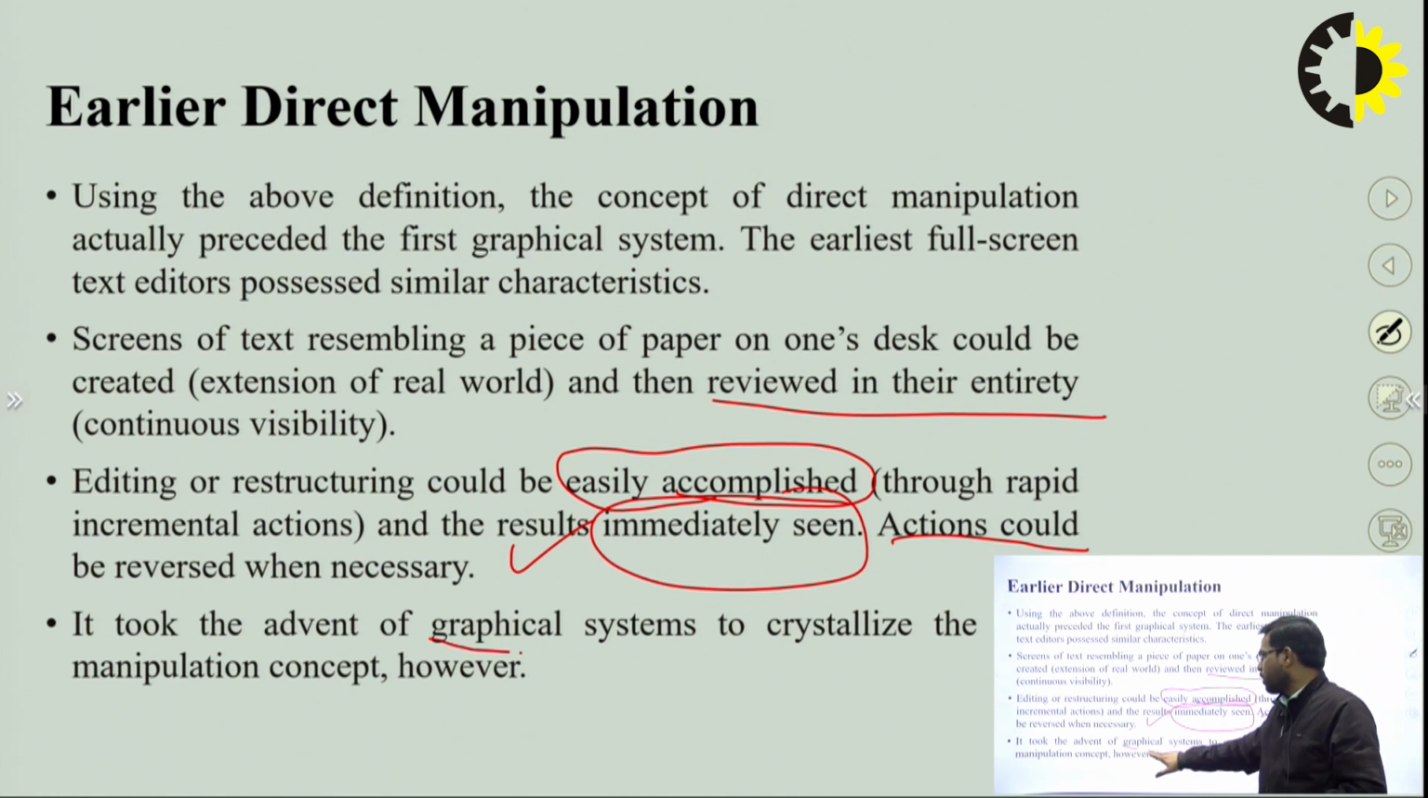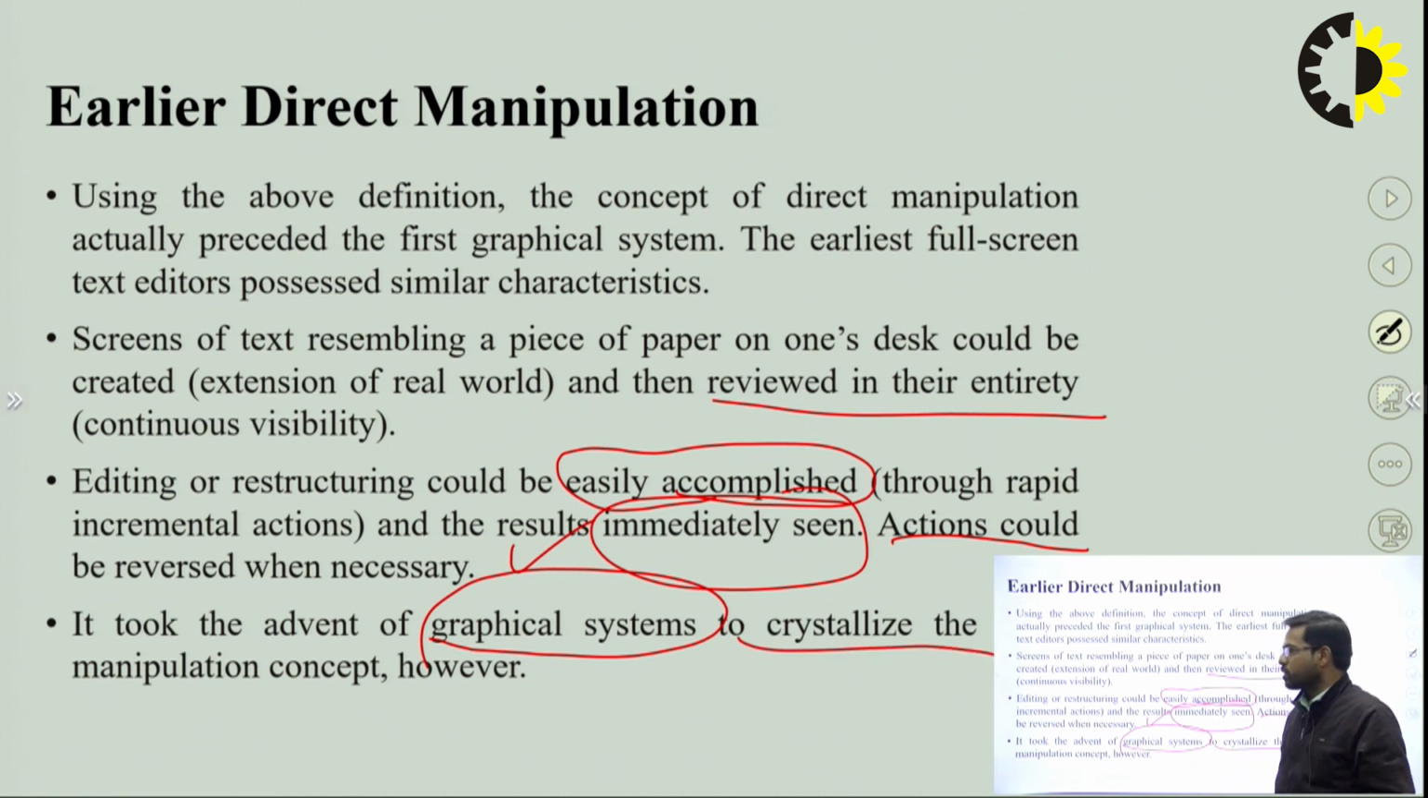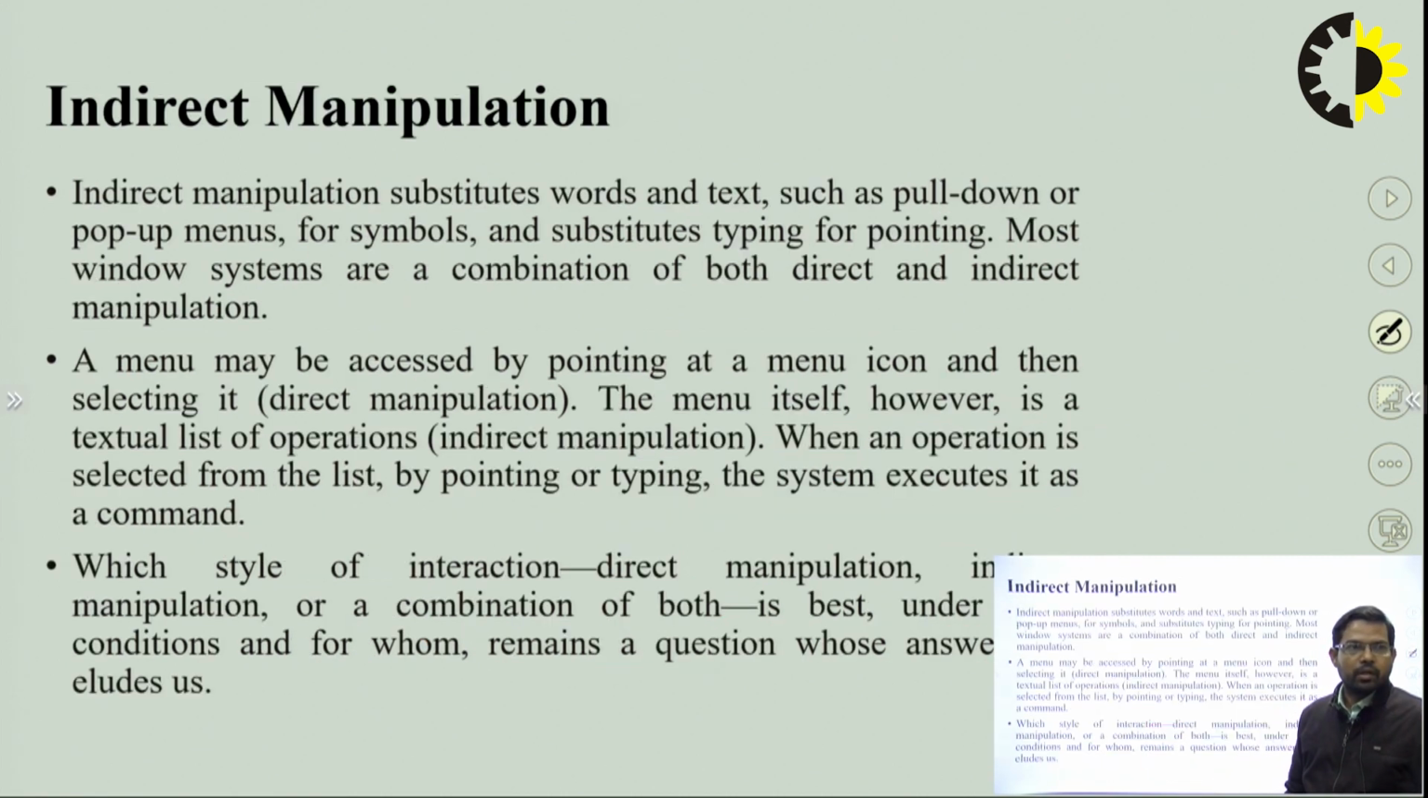It took the advent of the graphical system to crystallize the direct manipulation concept, however. So next is indirect manipulation. Indirect manipulation is basically the substitution of words and text, such as pull down or pop up menus, or the slide button, or the up and down arrows for symbols, substituting typing with pointing.